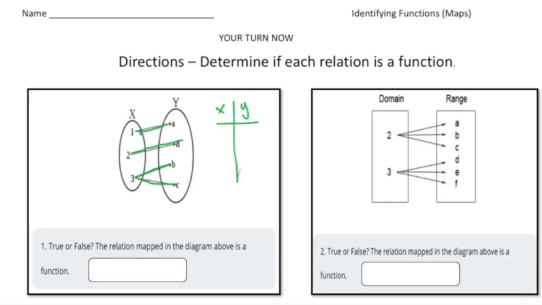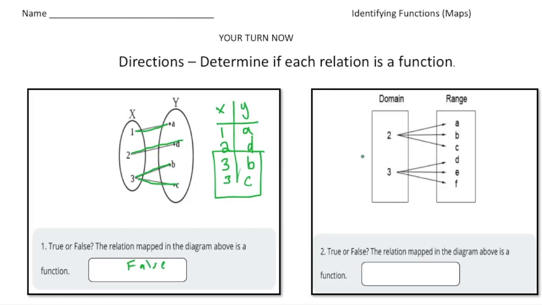So our first one, we have 1 and A, and we have 2 and D. But notice the 3 is paired up with a B, and then the 3 is paired up with a C. This right here makes it not a function. Because think about this again, a function is like a machine, like a rule. If the 3 goes into the machine and turns into a B, then the 3 has to go into the machine and turn into another B, not a C. So this would be false. It is not a function.